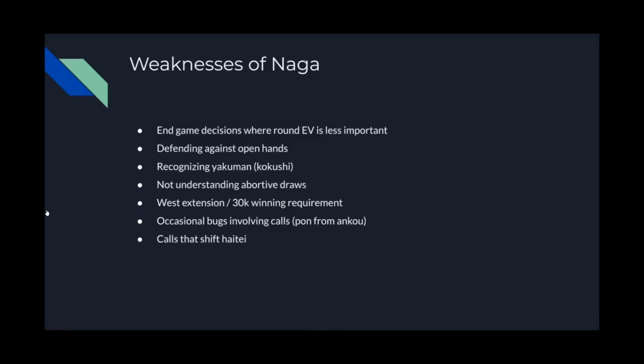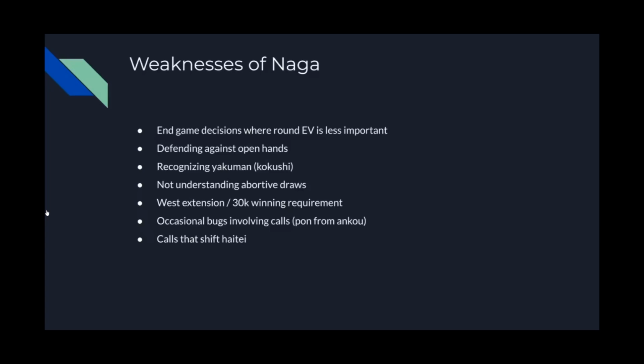Yakuman is definitely a complete blind spot. Naga does know that Yakuman exists. You'll see it sometimes go for Daisangen and things like that. But it's very weak when it comes to Yakuman, and even weaker when defending against Yakuman. The biggest example is Naga, as far as I know, basically doesn't understand how to read and defend against Kokushi. It does know how to play Kokushi. It'll attempt to win with Kokushi, but it doesn't understand how to defend against it.